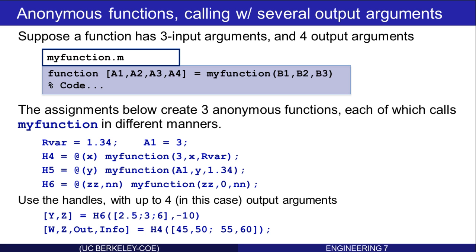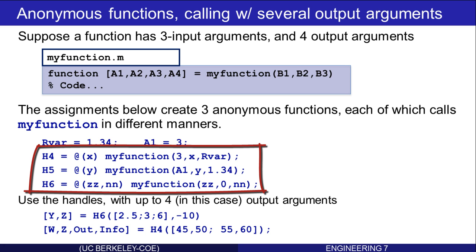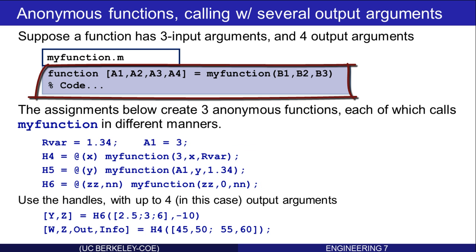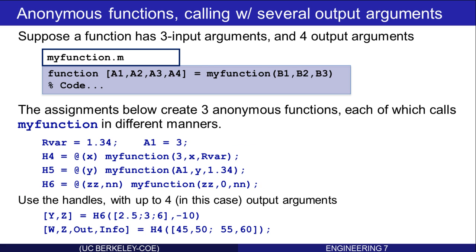Here h4, which accepts 1 input argument, is being called with 4 output arguments. So if the anonymous function is a call to an existing function that has multiple output arguments, then the anonymous function can be called with multiple output arguments up to the number of output arguments defined in the function.